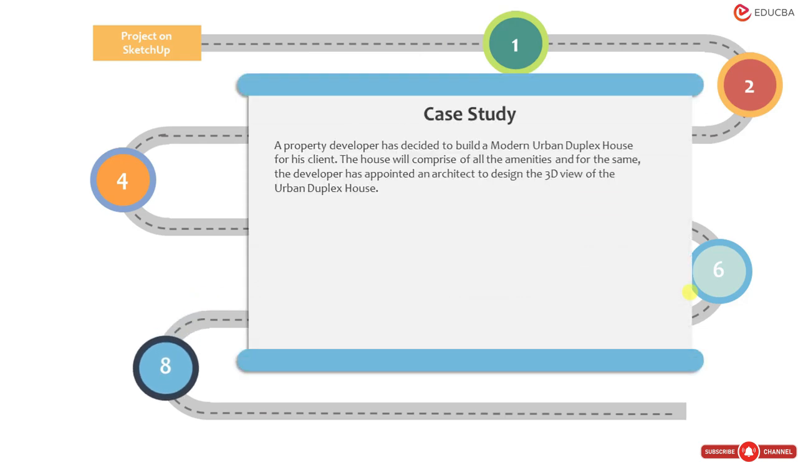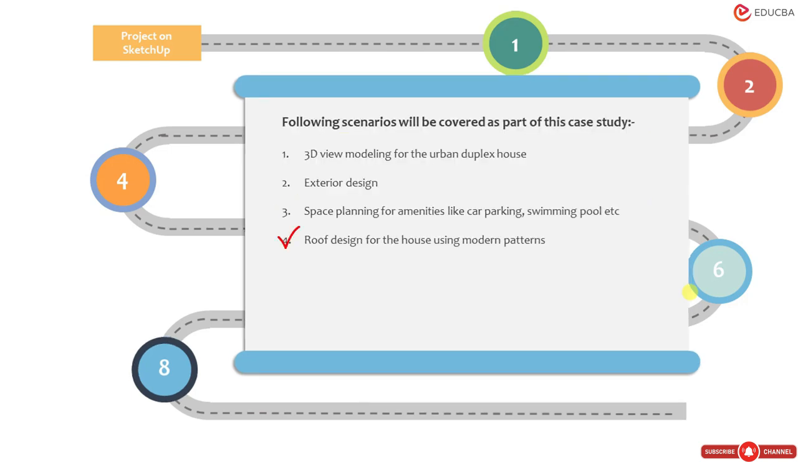The case study says that a property developer has decided to build a modern urban duplex house for his client. Here, if we want to design any 3D view for a house, villa or any other areas, we must have SketchUp, etc. The roof design for the house uses modern patterns. And then the V-Ray tools application for rendering. Yes, so let's start the designing or the 3D modeling of the urban duplex floor plan to convert it into a villa.